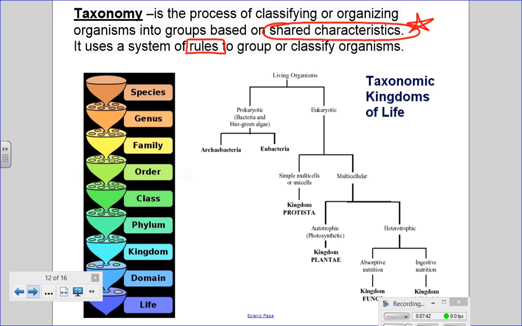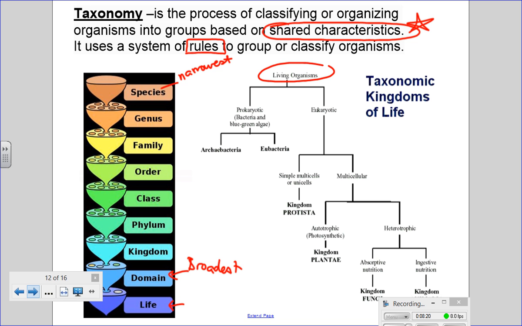Now, if you look at the picture over here, species is the narrowest. That means that there's no smaller category than it. Up here, domain is the broadest one that we will look at. Technically, life could be the biggest category, but we're not going to discuss things that are not living. So we're going to focus just on domains. When we take a look at how organisms are classified, we'll start by talking about domains.